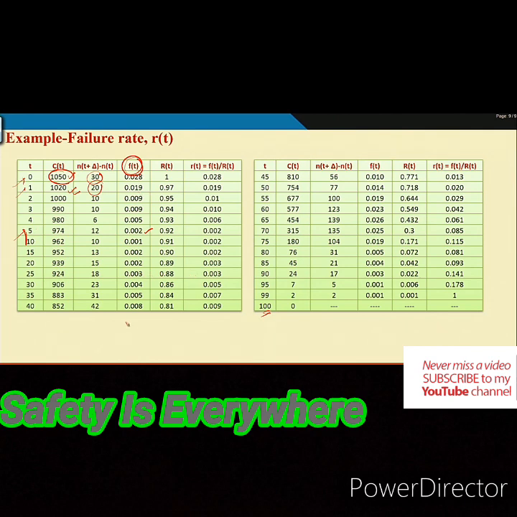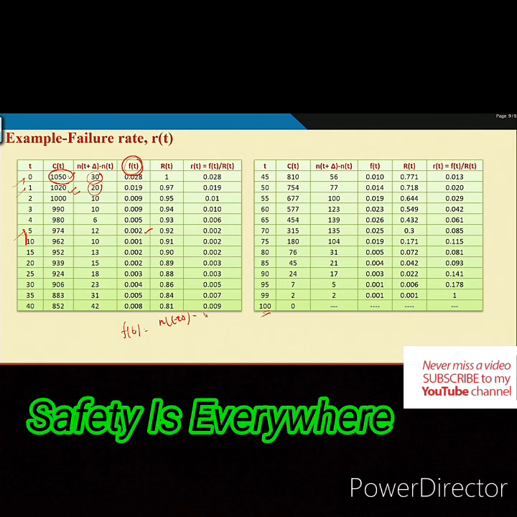So, that means f(t) here is n(t plus delta) minus n(t), by delta into n. This delta will be 1 for the first 5, after that delta will be 5. So, in this manner we have calculated. Once f(t) is calculated and you also know C(t), you know R(t) also. So, what is R(t)? R(t) is basically C(t) by n.